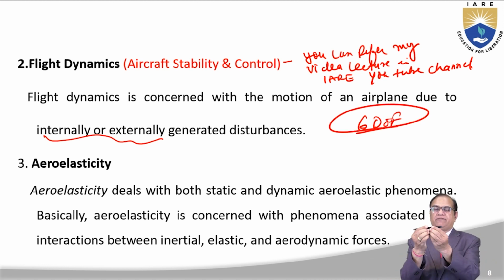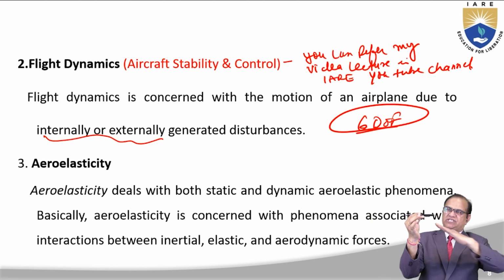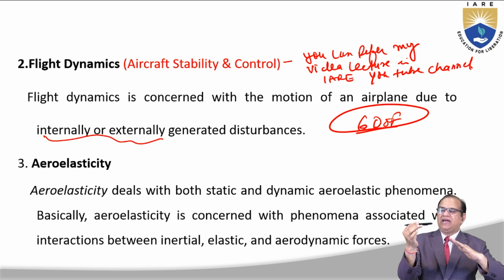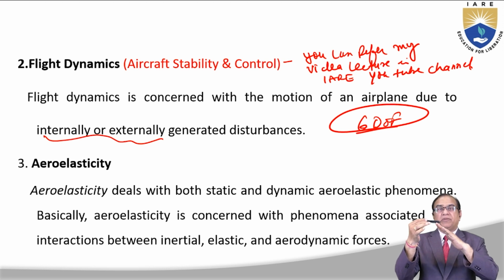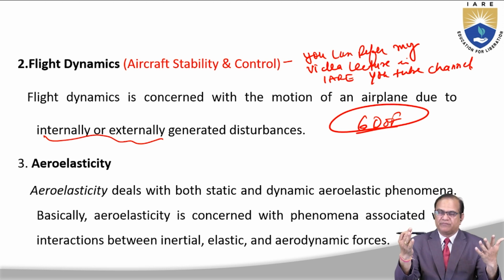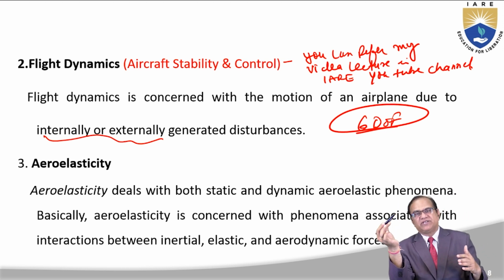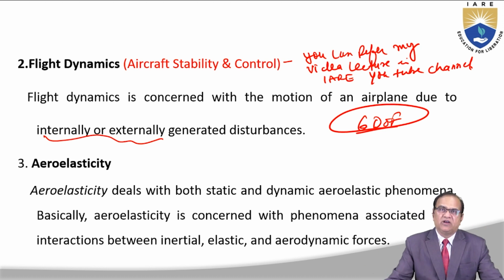If this is the aircraft and you are flying like this and some disturbance comes from the wind, assume it is a gust, your aircraft will change its present position and may behave in a different way. It may vibrate, it may immediately come down, or it may go away from its equilibrium. This type of phenomenon is studied in flight dynamics, which we also call aircraft stability and control. This course I have already completed fully; you can refer to my YouTube video.